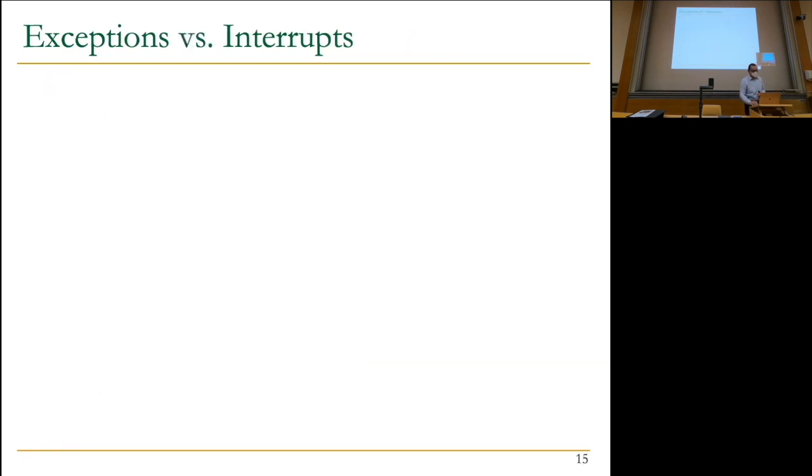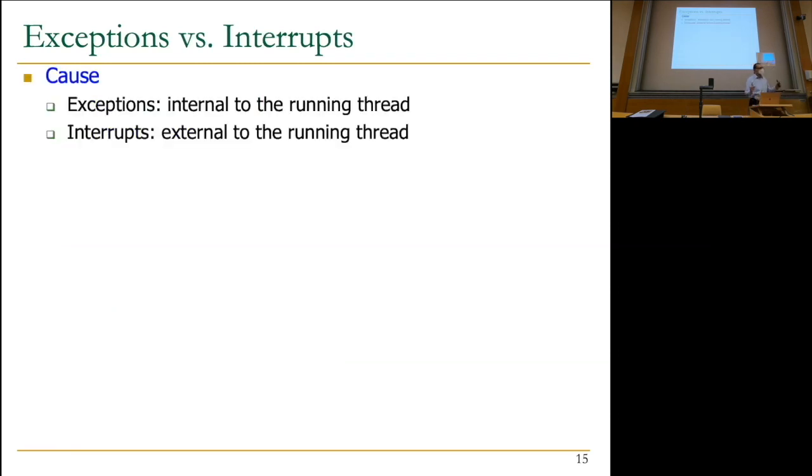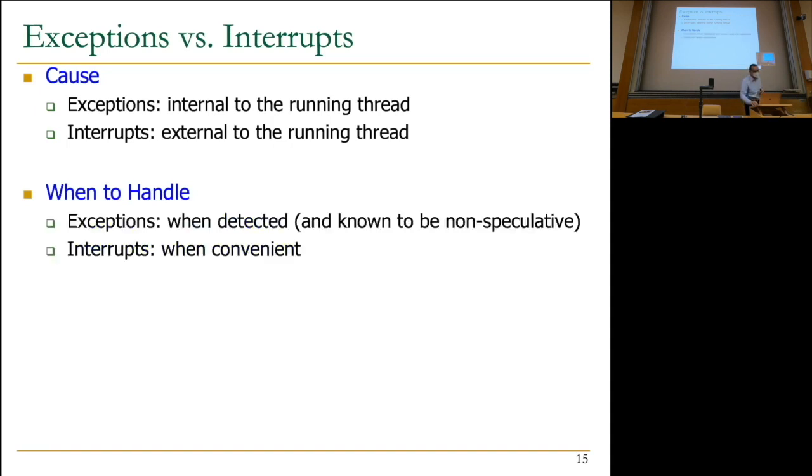Okay, so let's talk a little bit more about this. So cause, I hope it was clear. The cause is the fundamental difference between exceptions and interrupts. As a result, it's going to dictate the other three differences. Exceptions are internal to the running thread, interrupts are external. This dictates when you handle the interrupts and exceptions. Normally, exceptions are handled when detected, especially if you're handling them correctly, like in a von Neumann architecture. You have an instruction, you detect there's an exceptional condition with it, and you know that this instruction is on the correct path. That's what known to be non-speculative means.